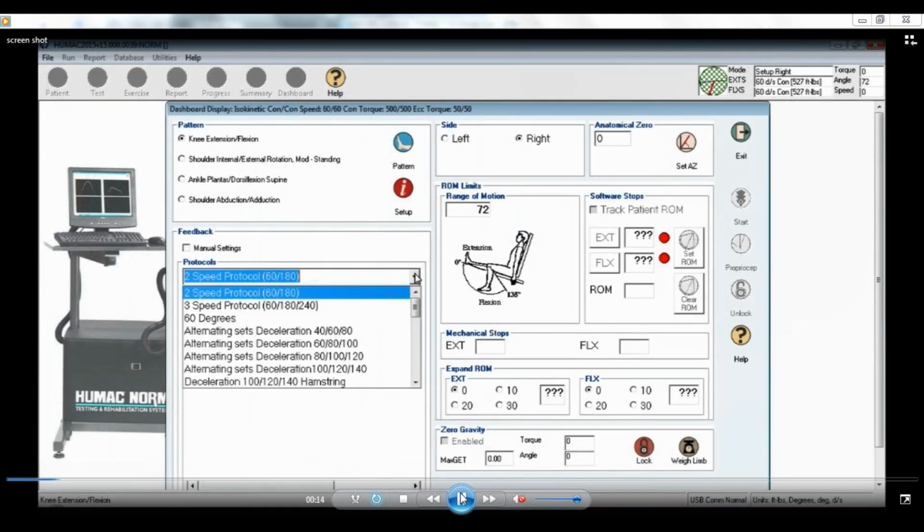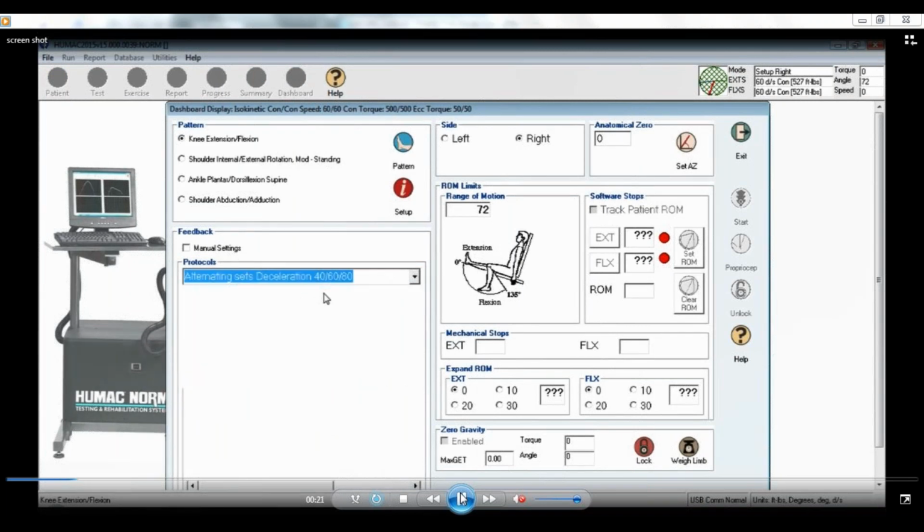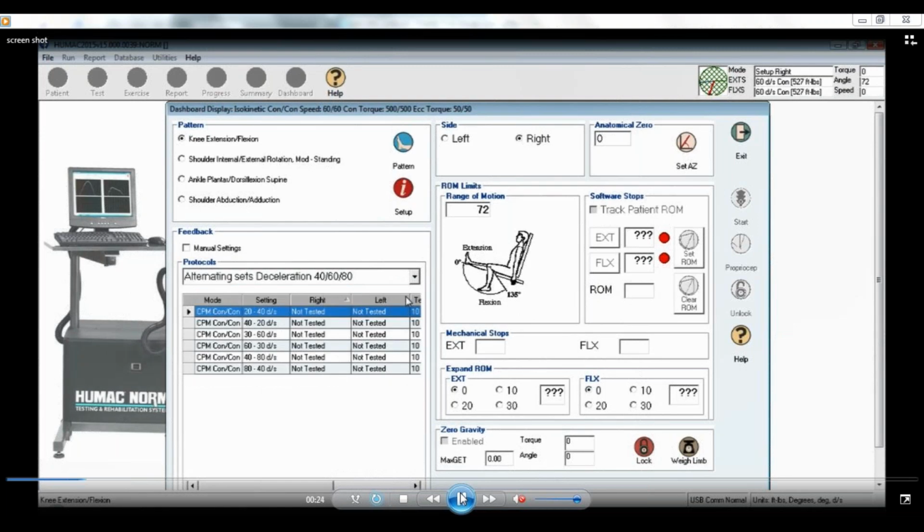Now, the protocol I'm selecting is deceleration at 40, 60, and 80 degrees per second contracting speed, and 20, 30, 40 degrees per second resting concentric speed. I have it set to alternate a set of quadriceps with a set of hamstrings. This way we cut down on our total rest time and we can maximize the amount of time spent on the machine in the clinic. This is just one of the protocols that we've developed at Proactive. Next, you just have to set your anatomic zero and range of motion.